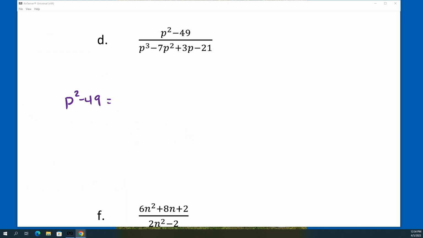Squares? Yes. So squares is easy. You just do your 2 parentheses. You find each square root, so p and 7, and you put 1 with a plus and you put 1 with a minus.